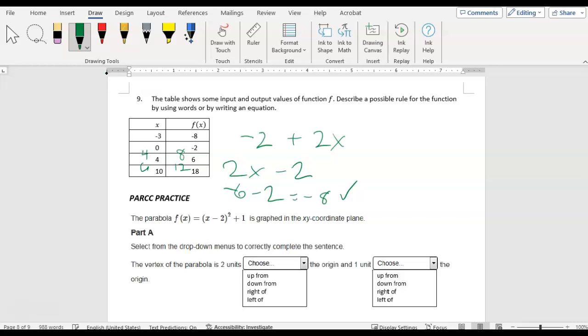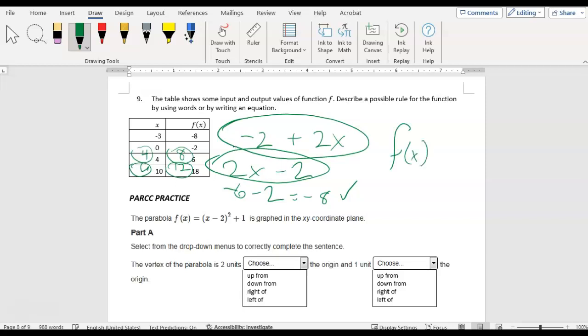But what I did here is I noted it's going up 4 and doubling, right? And then if it's going up 4 here, it's going up 8 here. If it's going up 6 here, it's going up 12 here. So that gives me that times 2 piece that I was missing. So this equation would work if we write it as f of x equals 2x minus 2.